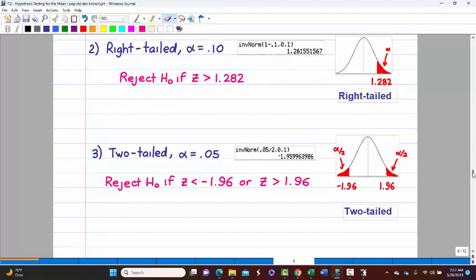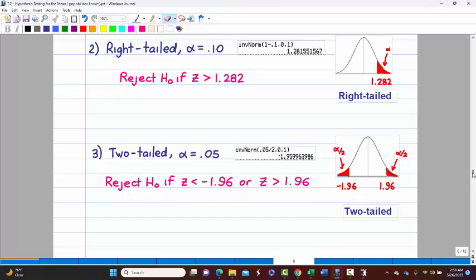Two-tailed, just put in 0.05 inverse norm divided by 2, so it's only going to give you the negative, and we just know that there's a positive that goes with it. So the proper wording for this is: reject the H0 if z is less than negative 1.96 or z is greater than positive 1.96.